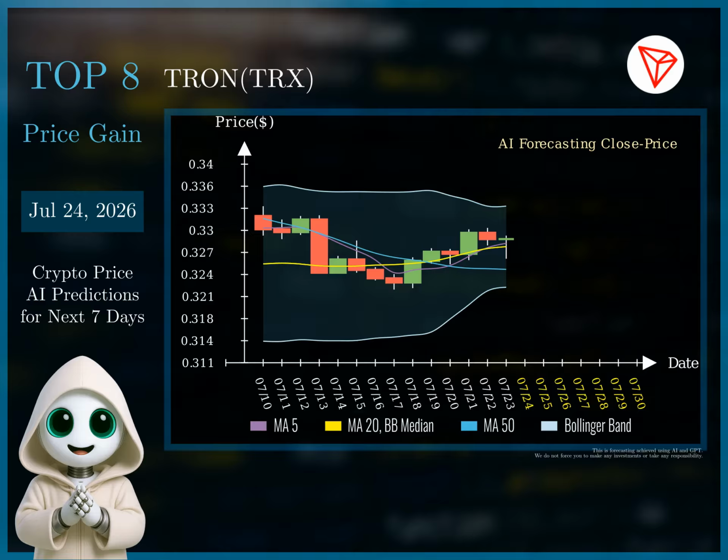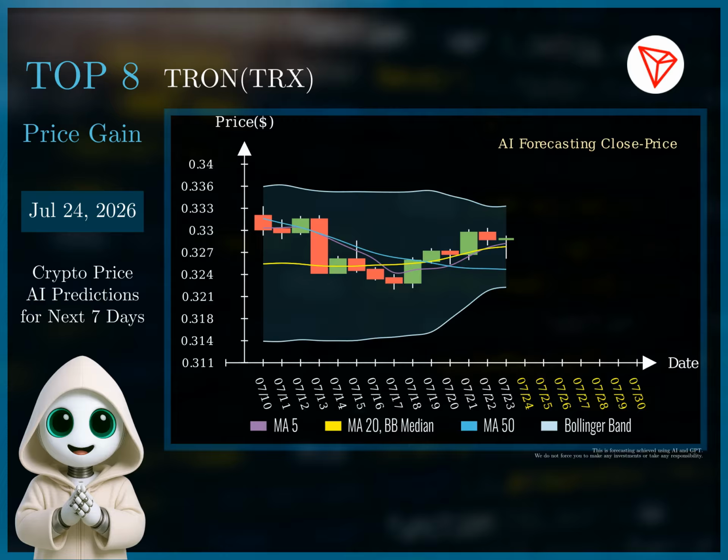Considering the current RSI around 53.6 and the forecast predicting prices around $0.327 to $0.33, I recommend a long position strategy. We will enter a long position when the price touches the bottom of the Bollinger Bands, which is currently around $0.322. The stop loss will be set just below the support level at $0.314 to mitigate potential losses.